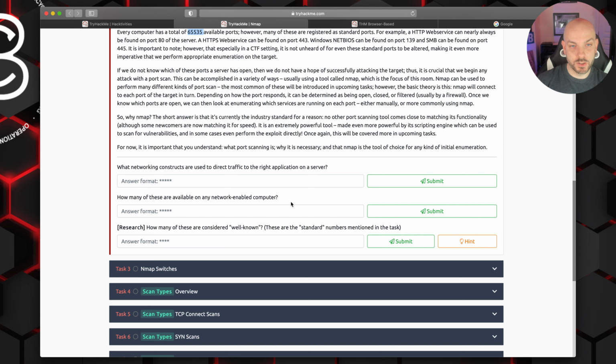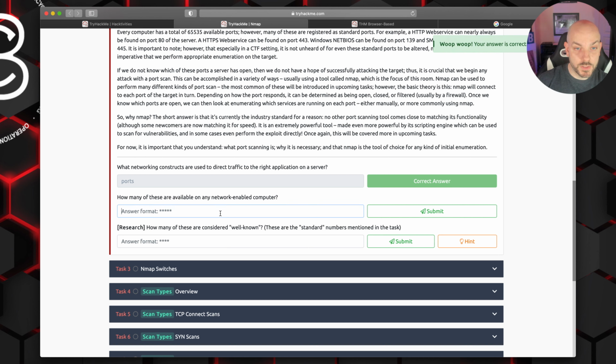First question here: what networking constructs are used to direct traffic to the right application on a server? I think that's going to be ports. Cool. And how many of these are available on any network-enabled computer? I just said that was 65,535. Worth noting, even though they didn't mention it there, that is also per protocol, so 65,535 TCP ports or 65,535 UDP ports. It's a good distinction to make.